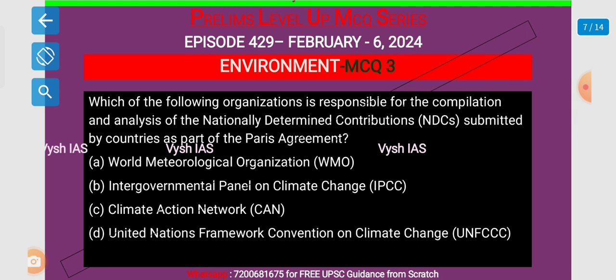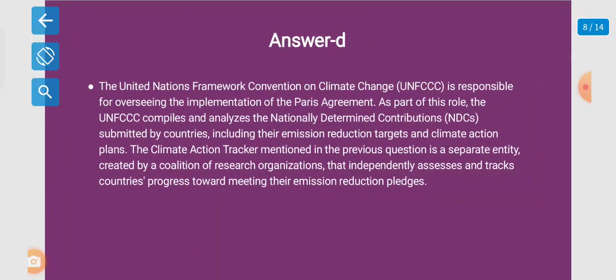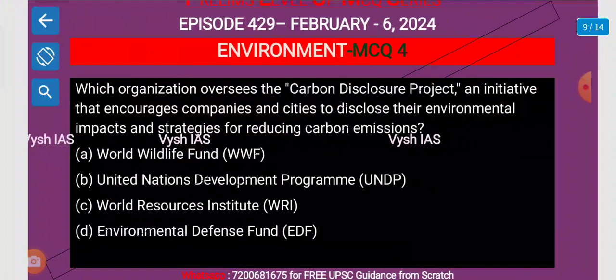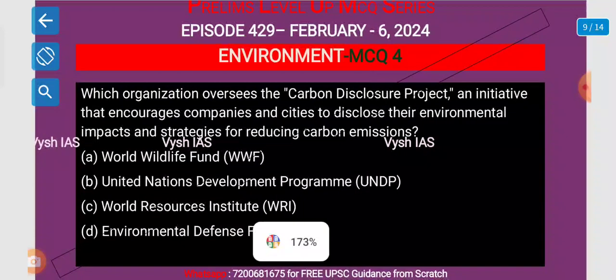Right? So let us see the answer for this question, guys. Answer is D, UNFCCC, that is United Nations Framework Convention on Climate Change, is responsible for overseeing the implementation of the Paris Agreement. So as part of this role, the UNFCCC compiles and analyzes nationally determined contributions which are submitted by countries, including the measures they have taken, like emission reduction targets, climate change plans, and this climate action tracker. Right? So this question was also asked in one of your prelims, right?